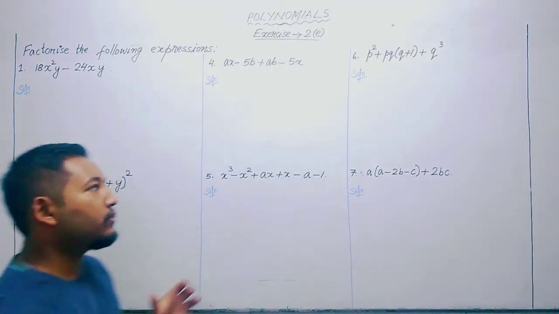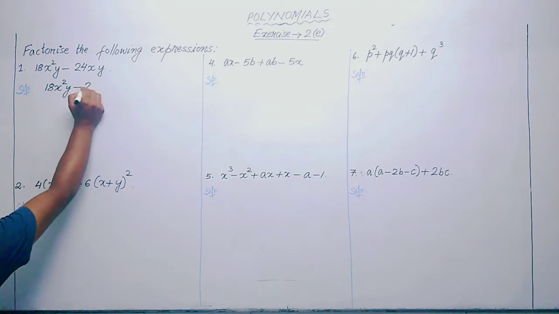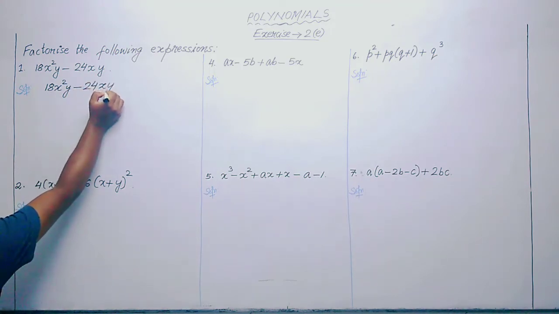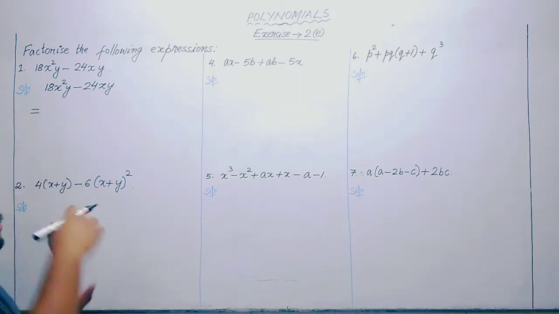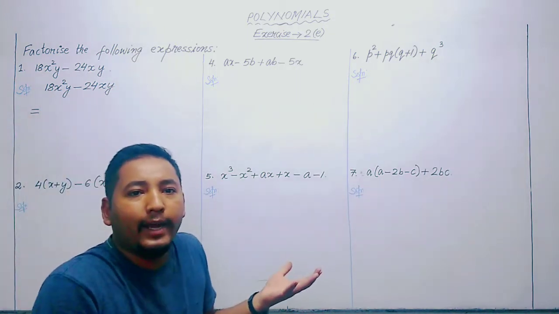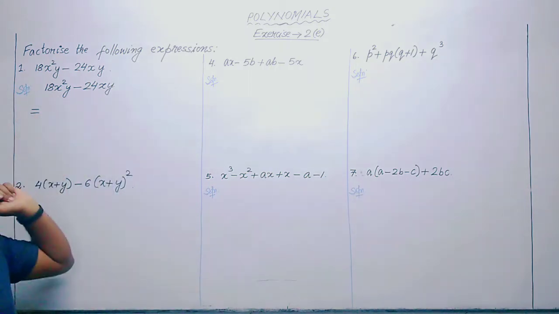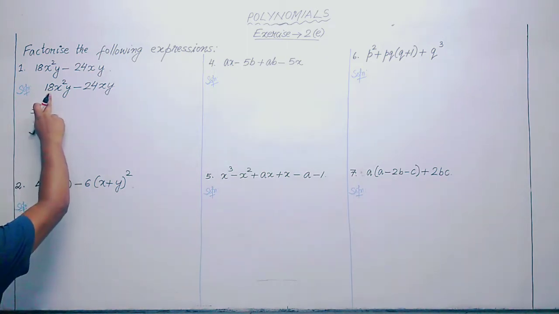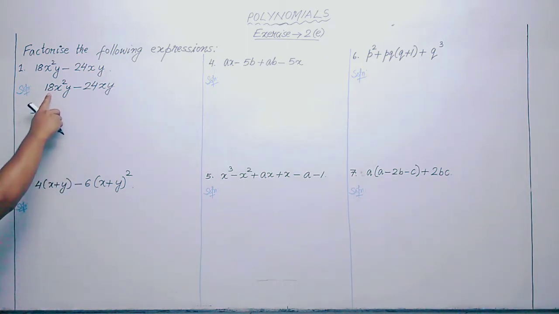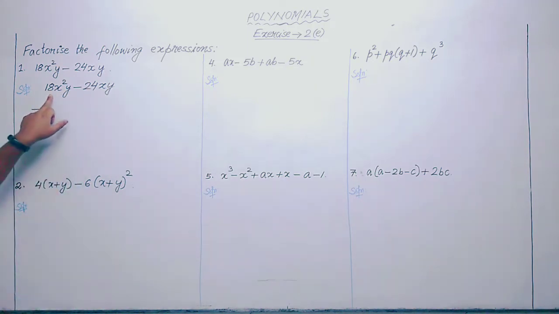Let us try the first question, which says 18x squared y minus 24xy. In these two terms, what is common? In other words, find the number which can divide this also, which can divide that also. Let us do it first for the numbers. You can divide 18 by 2, and you can divide 24 by 2. Fine. You can divide 18 by 3.